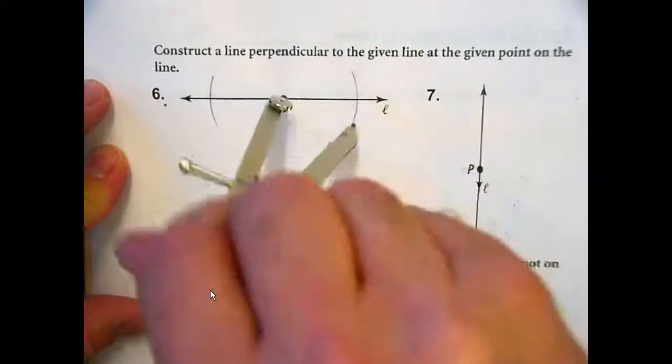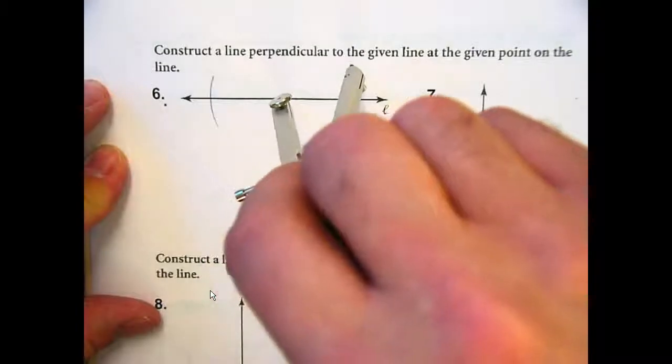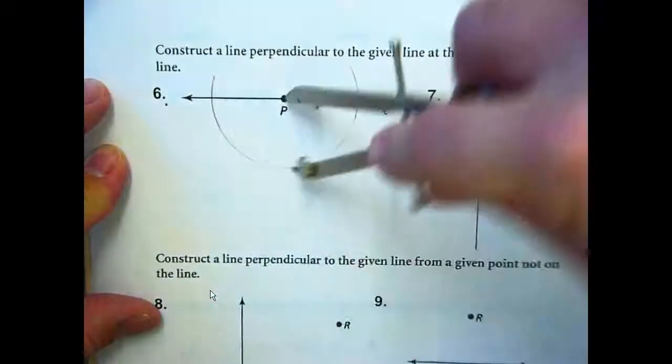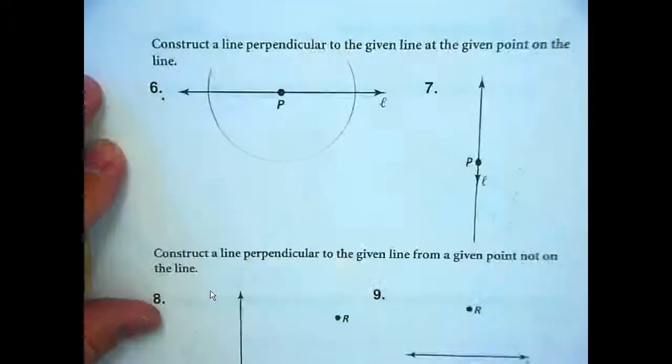Okay? I see some students put a happy face. They do this. They're like, woohoo! They go semicircle. Some put a whole circle. I just need to see where those points intersect.